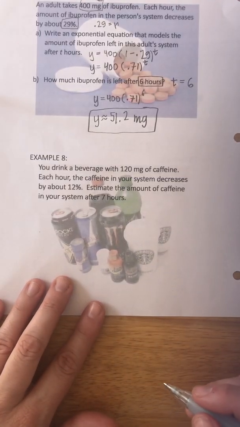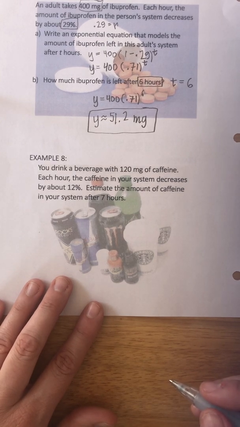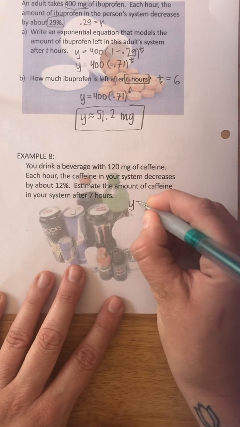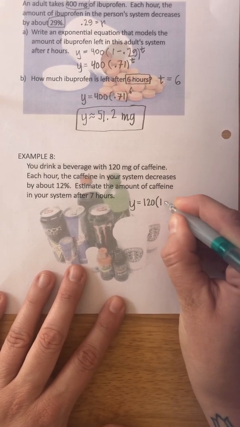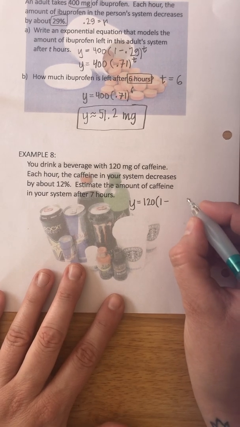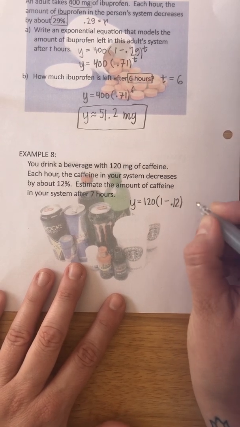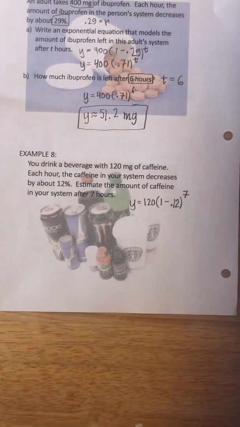Last one, you drink a beverage with 120 milligrams of caffeine. Each hour the caffeine in your system decreases by about 12%. Estimate the amount of caffeine in your system after 7 hours. All right, so initial amount, 120 milligrams. We're going to be subtracting the R because it says it's decreasing. The rate is 12%, but we have to change that to a decimal, so that changes to 0.12. And this happens per hour, and we are doing this for 7 hours.